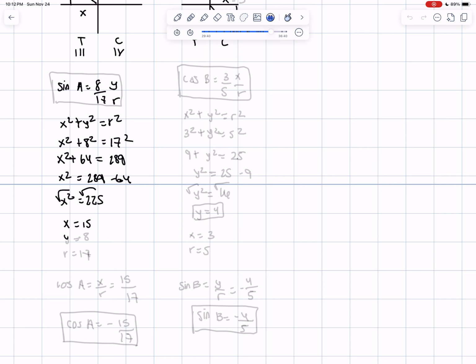So my x is 15, my y is 8, and my r is 17. So now I can find, if they're asking us to find cosine A. So cosine is x over r, x is 15, and my r is 17. But am I done? No.